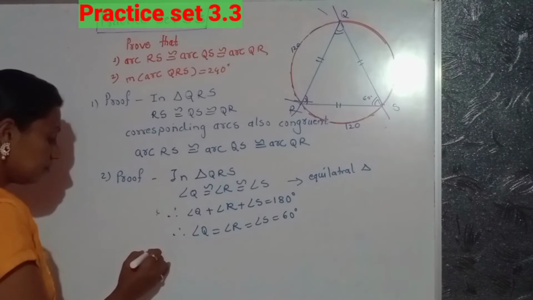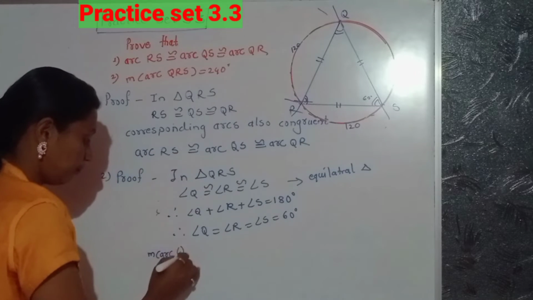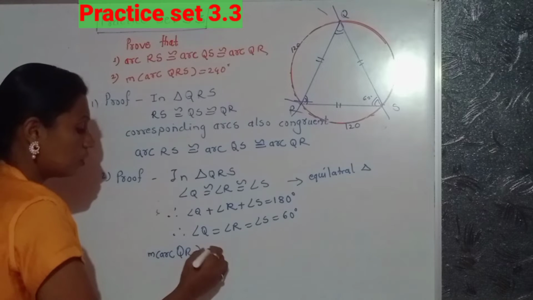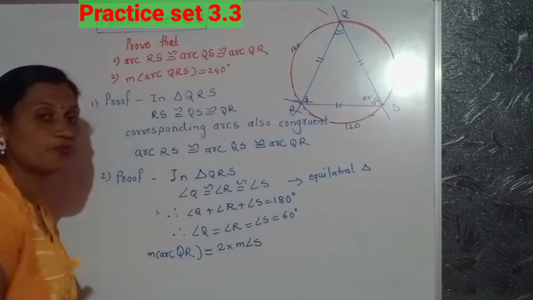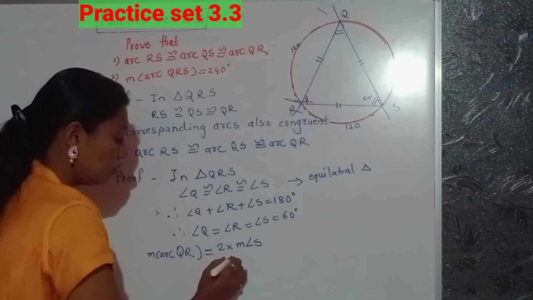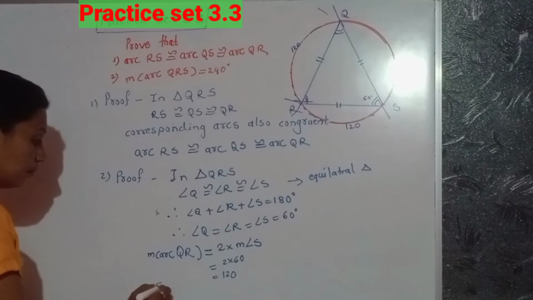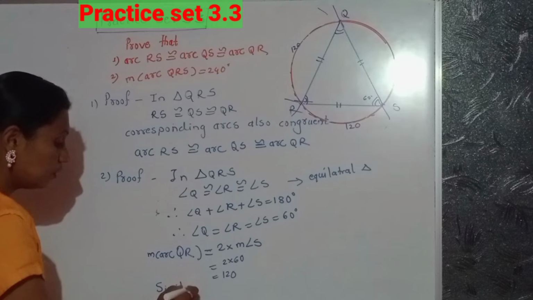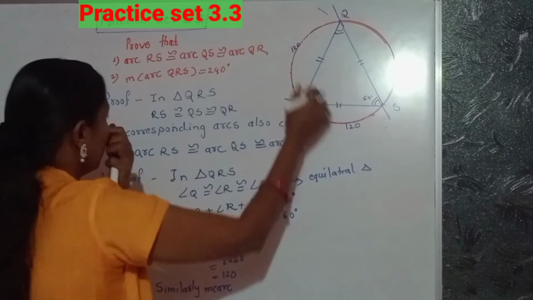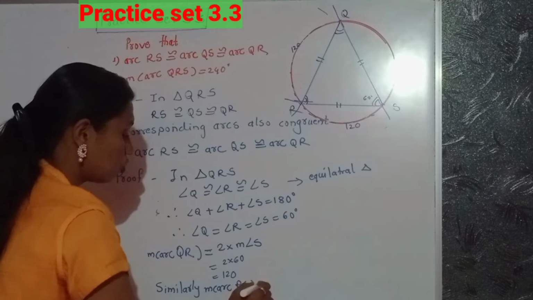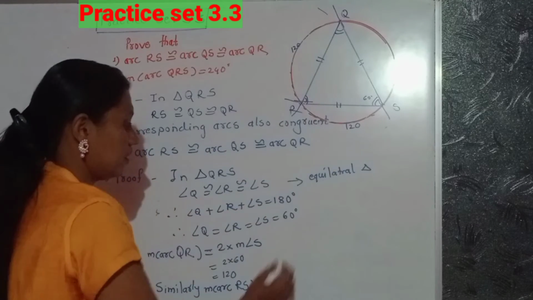Now see here, the measurement of arc QR is equal to 2 times the measurement of angle S. Therefore, 2 times 60 becomes 120. Similarly, we can prove that the measurement of arc RS is also 120 degrees. Now we have to find out the measurement of arc QRS.